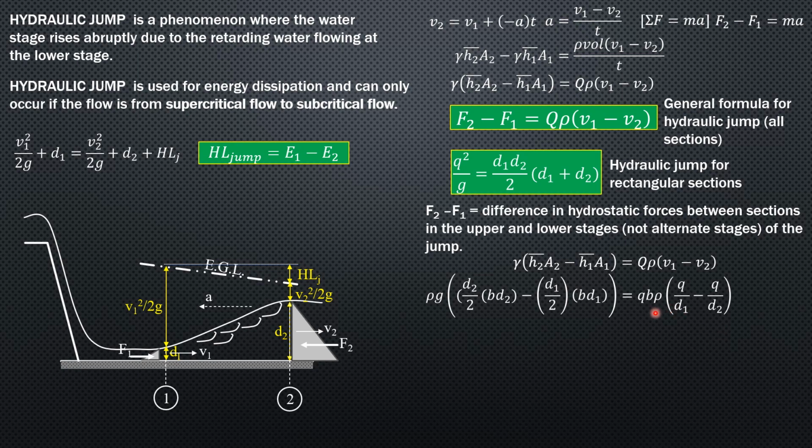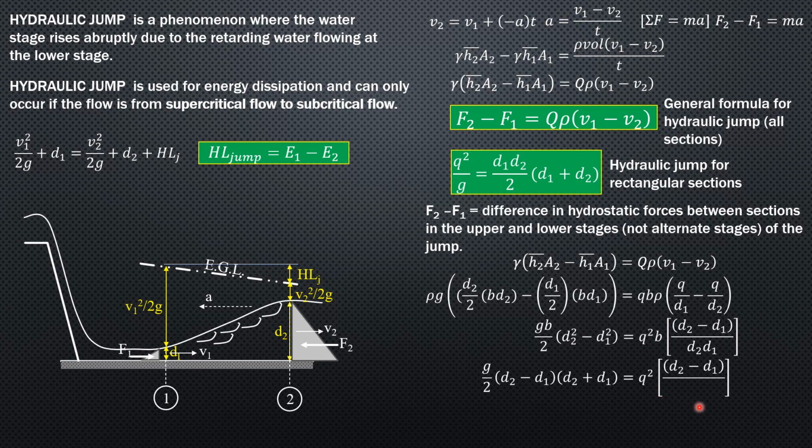So cancel out density. Let's factor out g B over 2. Quantity depth 2 squared minus depth 1 squared equals Q squared times B, quantity depth 2 minus depth 1, all over depth 2 depth 1, by algebra from here. So we cancel out B. Let's factor this into g over 2, depth 2 minus depth 1 times quantity depth 2 plus depth 1 equals Q squared, quantity depth 2 minus depth 1 over depth 2 depth 1.